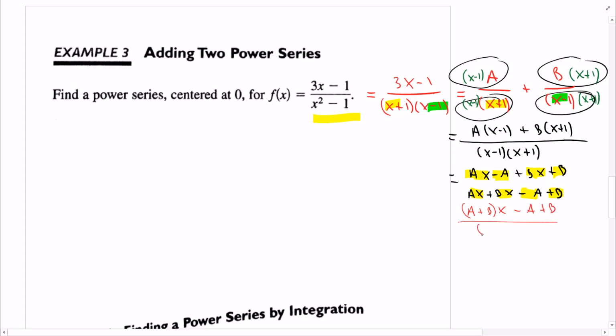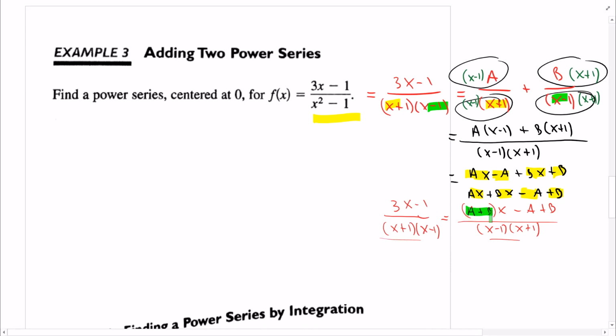And now I'm going to go and put that denominator back down in here. It was there the whole time. I just didn't want to write it that many times, right? And what we're saying is this has to equal 3x minus 1 over x plus 1, x minus 1. Okay, so the denominators are the same.